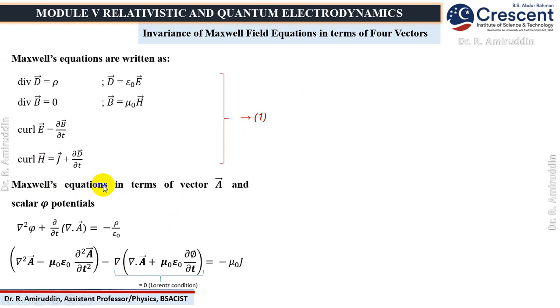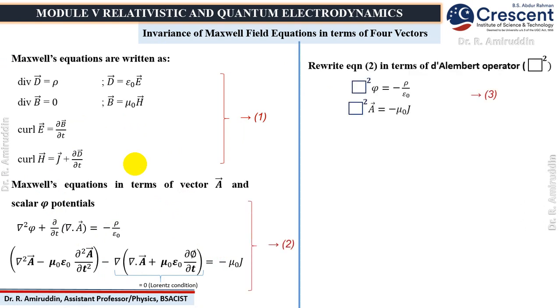Now these two equations, Maxwell's equations, we will rewrite in terms of the box square, that is the d'Alembert operator. So the first equation represents box square of the scalar potential psi is equal to minus rho by epsilon naught. And the second equation, box square of the vector potential A vector is equal to minus mu naught J. Let us represent these two equations as equation number 3.